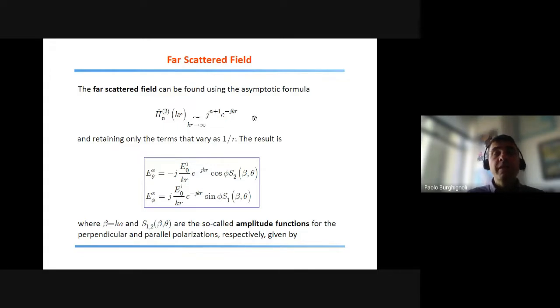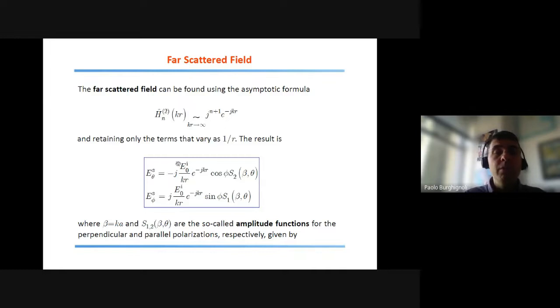Now, in addition, if we retain only the dominant asymptotic terms of the fields, which are those that depend on r as the inverse of r, so those that depend inversely on the distance from the center of the sphere, the final result for the two far components of the field is that E theta and E phi can be expressed by the two equations in the box, where you can see the radial dependence is expressed by the usual form that you find also in the free space Green's function, so e to the minus j kr divided by r.